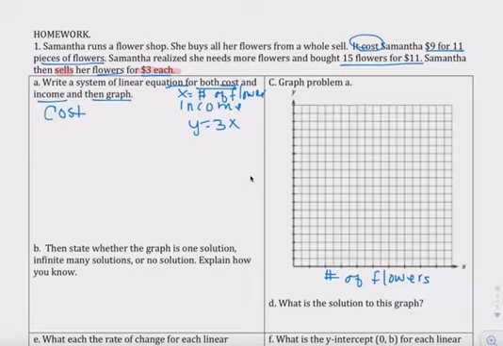Okay. And then cost, though, is trickier because we got two ordered pairs right here. So the cost is $9. Well, the $9 goes in the y. The dollar sign is always the y. So 11 flowers for $9. Okay. And then she bought 15 flowers for $11.